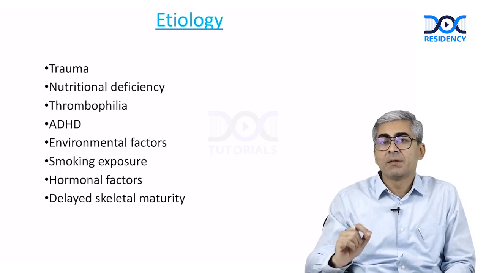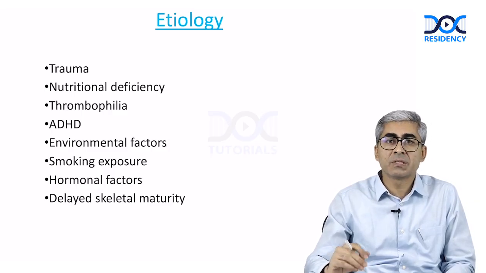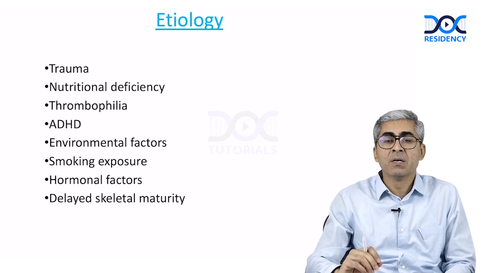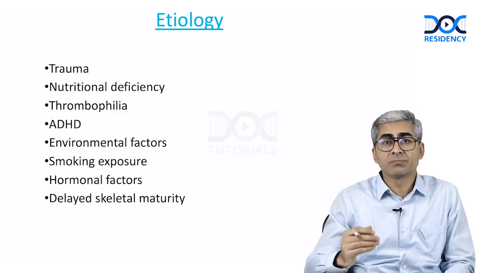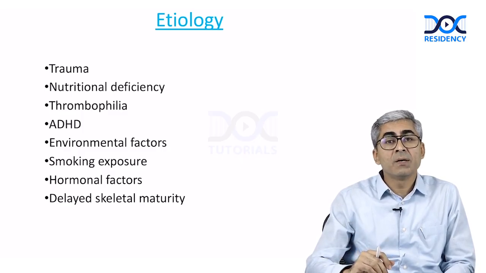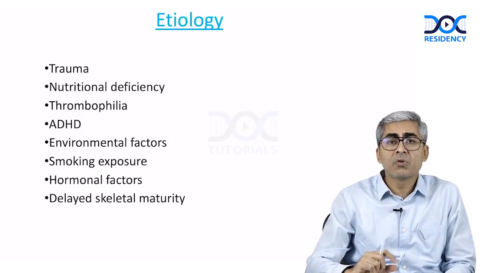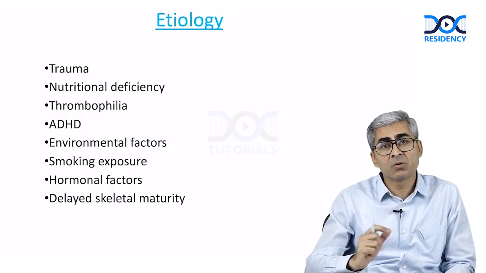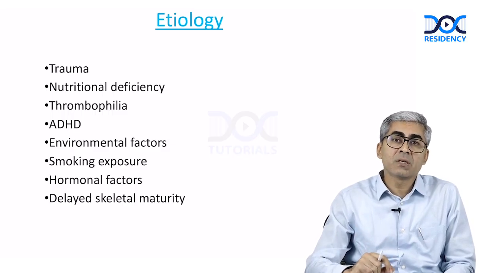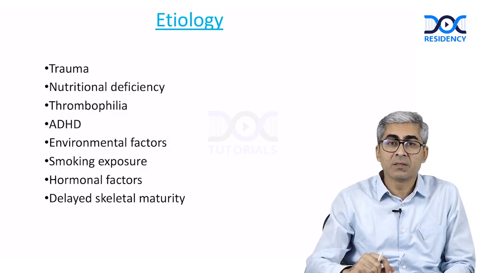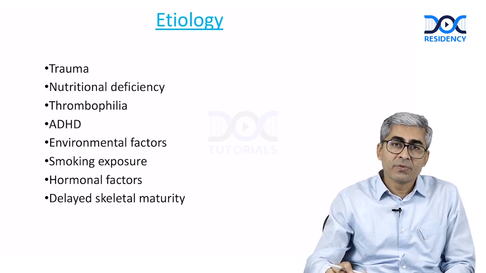So coming to etiology, why we see this Perthes commonly in this age group, there are many supposed factors which could be the reasons why Perthes happens. Some of them are trauma, nutritional deficiency, and thrombophilia, where there is a tendency to hypercoagulate. And it's commonly seen in attention deficit hyperactivity children who are more prone to trauma, of course. And there are environmental factors, because these are seen commonly in the coastal belt, especially South India, the western coast. Smoking exposure is said to be a factor leading to Perthes, and there are other hormonal factors, and delayed skeletal maturity is also noted in some of the children.